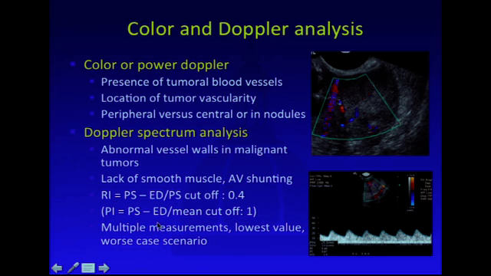And people have looked at different cutoffs to suggest malignancy. I think what is important is the location of vascularity, the appearance of the spectrum, and also combining it with the grayscale appearance. But if you're going to use the RI, then do multiple measurements and use the lowest value to assume the worst case scenario.